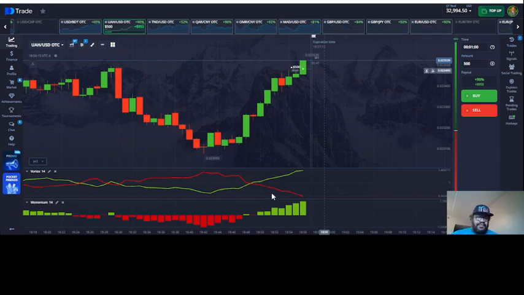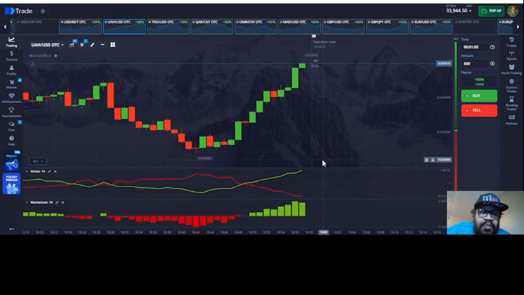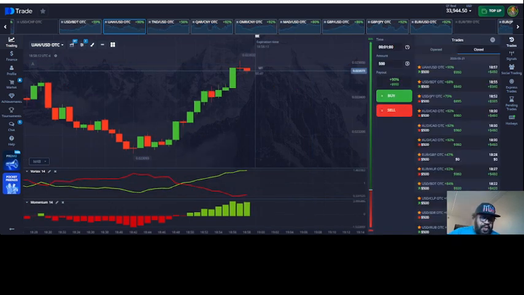This is an example of a great trade here. Look at this divergence, growing histograms, growing momentum bars on the histograms. Okay, so that trade was in the money. I just wanted to show everyone that the last trade, the UAH USD OTC pair, was a winner. Okay, so on to the next setup.